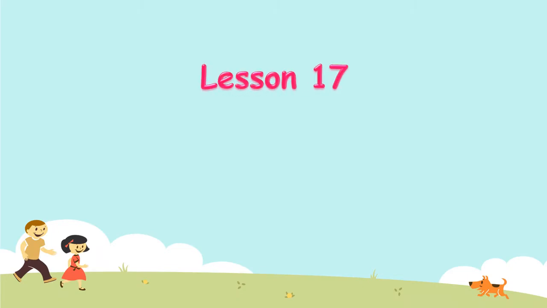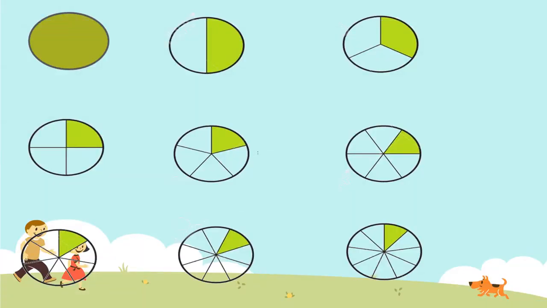Our lesson today is lesson 17. It's a very exciting lesson. It's about fractions. Okay, Primary 2, look at these shapes. We can write a fraction if we divide a shape into equal parts. Focus with me. We can write a fraction if we have equal parts, like these circles.